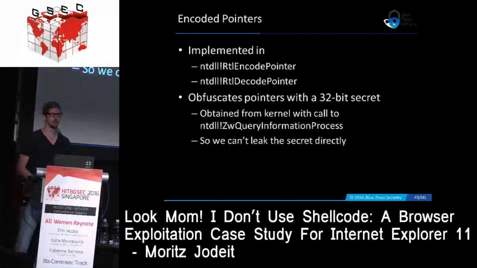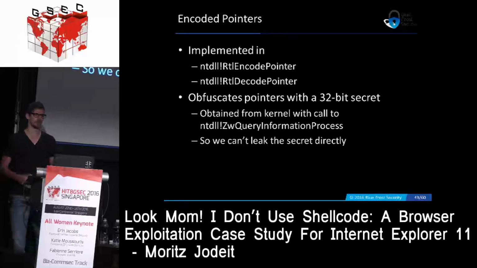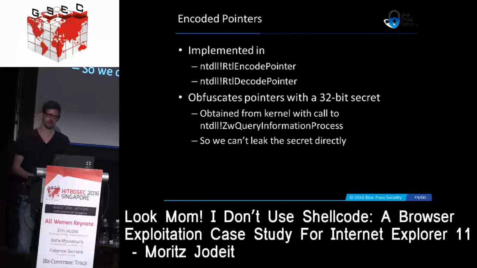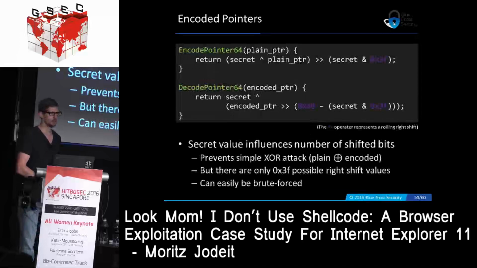So we took a look at the implementation of these encoded pointers, which can be found in RtlEncodePointer and RtlDecodePointer, respectively. And it turns out they're using a 32-bit secret value, which is also true for 64-bit processes, by the way. And they obtain that directly from the kernel. So they just do a call to ZwQueryInformationProcess. And once they got the secret, they're using it to do the calculation and then just throw it away. So it's not like it's stored at some static location where you could leak it, for example. So it doesn't seem to be possible to just read the secret value from memory. So let's take a look at the implementation of the obfuscated pointers.